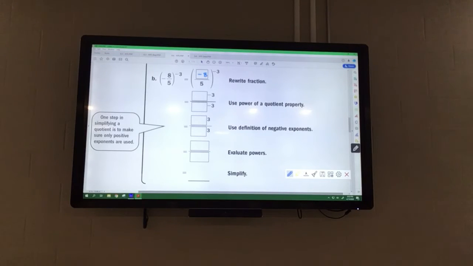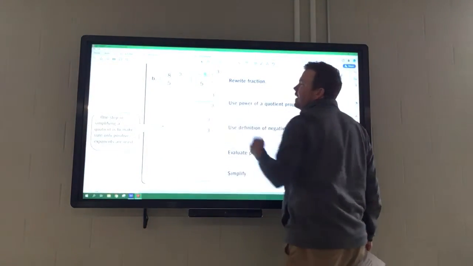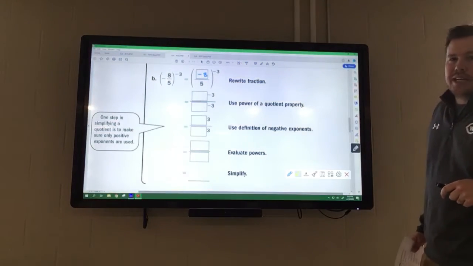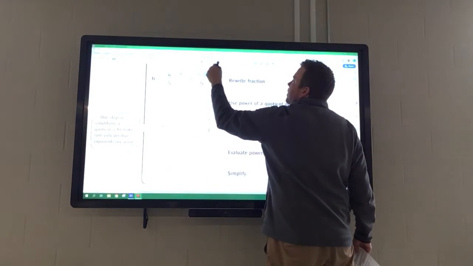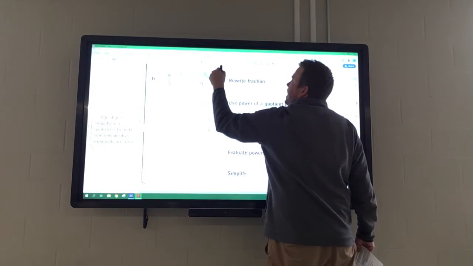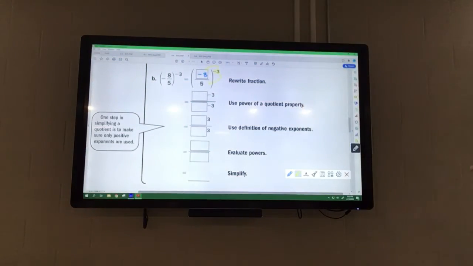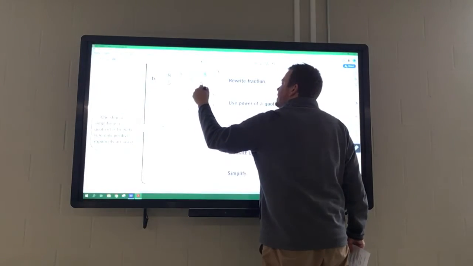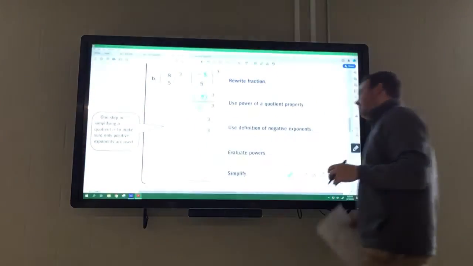Now we're going to use that second property that we learned, the power of a quotient property, which means, since I have a fraction, negative 8 over 5, and we're raising that to some power, in this case a negative 3, we need to apply that exponent to the negative 8 and to the 5, to both the numerator and the denominator. That gives me negative 8 to the negative third power over 5 to the negative third power.